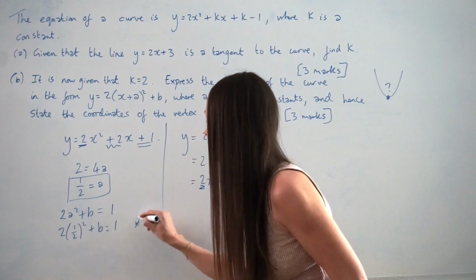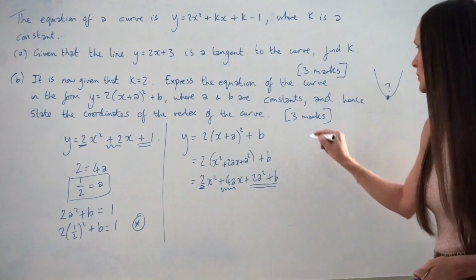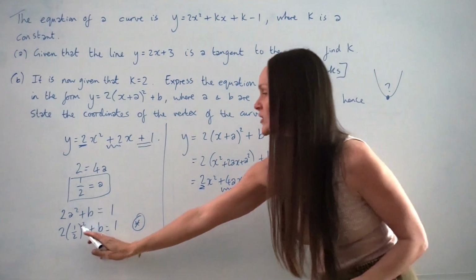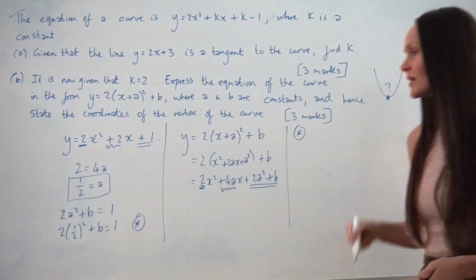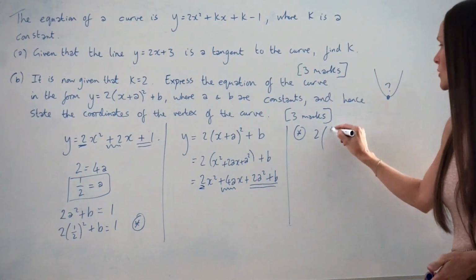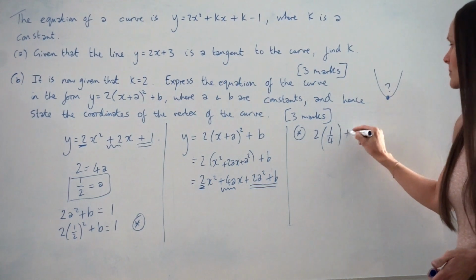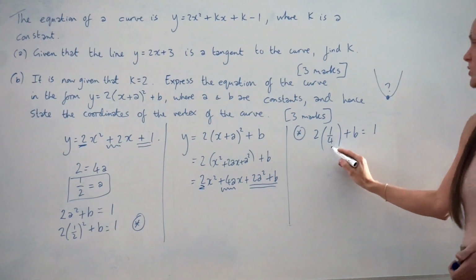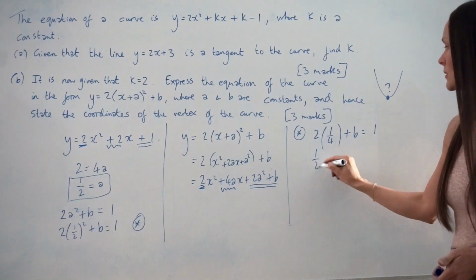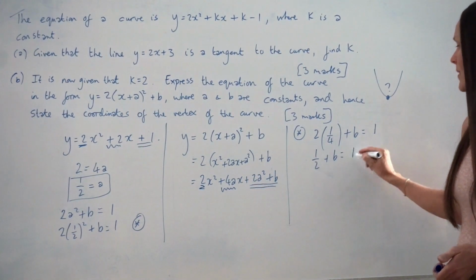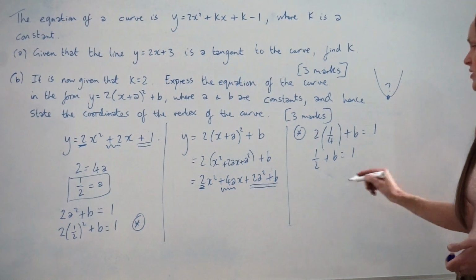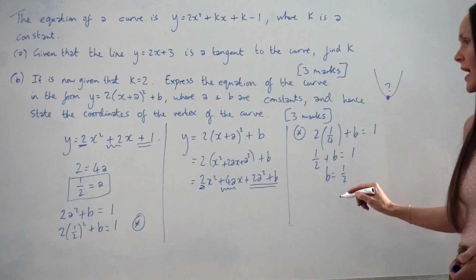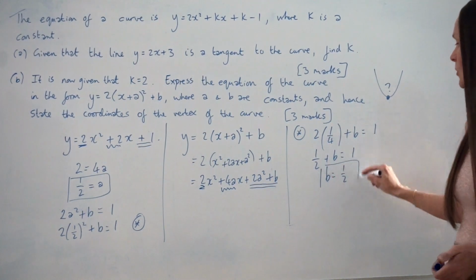I'm just going to carry on over here as I'm running out of room. So, alright, so let's work this out. So if I square a half, I get a quarter. So 2 lots of a quarter plus b equals 1. And if I multiply a quarter by 2, I get a half. And then from there you can see the value of b has to be a half. Okay, so we worked out the value of a is a half and b is also a half.